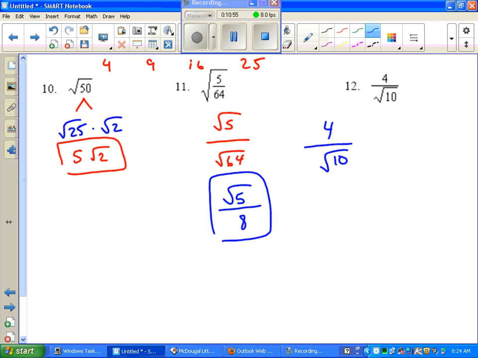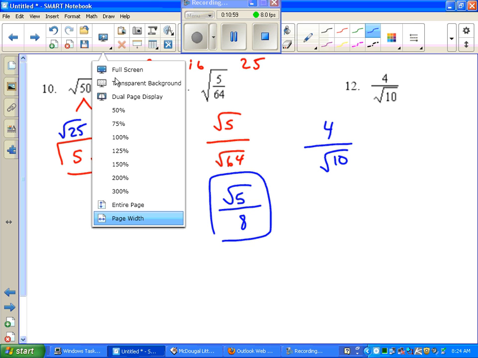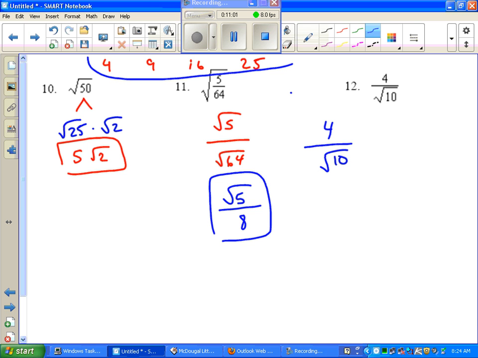What we need to do with that one, there's no perfect square that goes into it. You can look at your perfect squares. None of these multiply by anything to give you 10. But in order to undo this, you do what's called rationalizing. We mentioned it a little while ago. Whatever's at the bottom of the fraction, multiply it by that over itself.